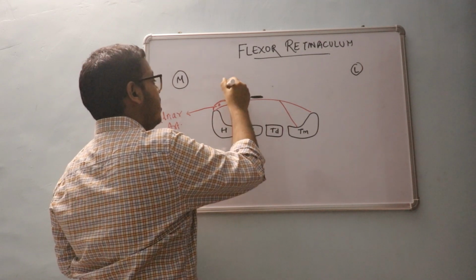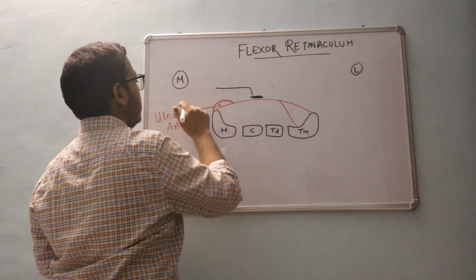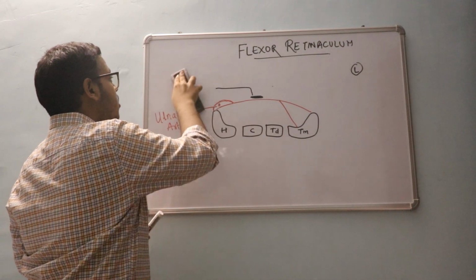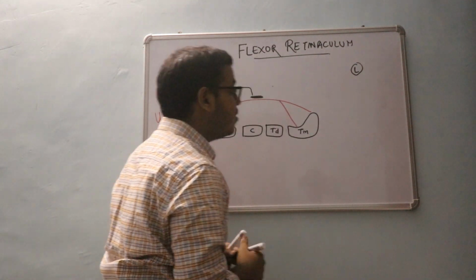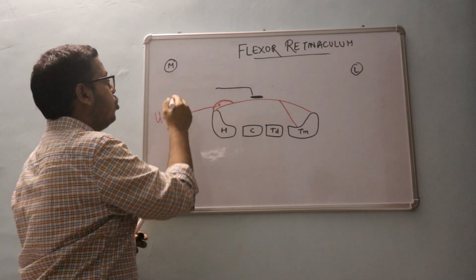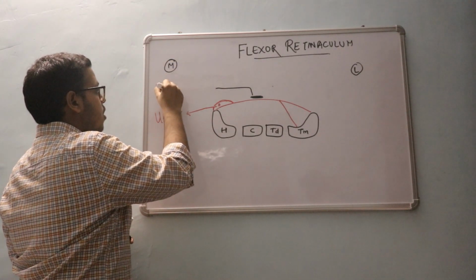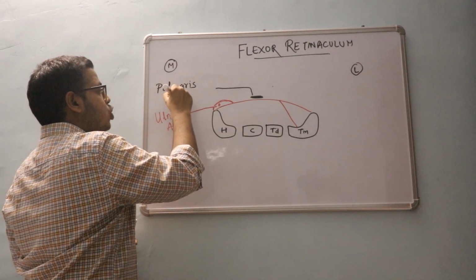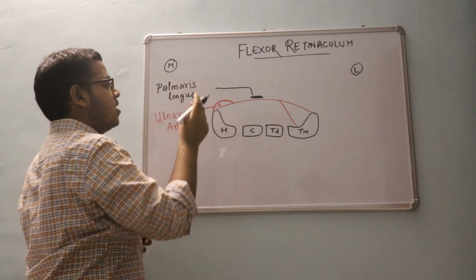What is this tendon? It is the palmaris longus tendon. What is the importance of palmaris longus? It actually forms something known as the palmar aponeurosis. Okay, so this is the palmaris longus tendon and it passes superficially to the flexor retinaculum.